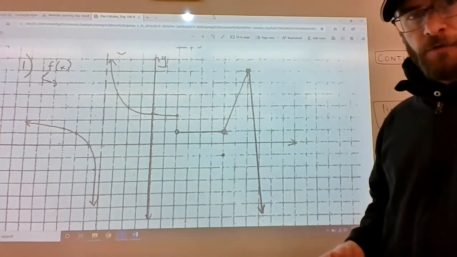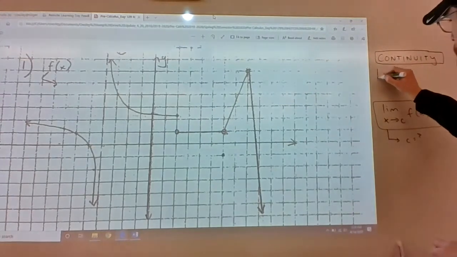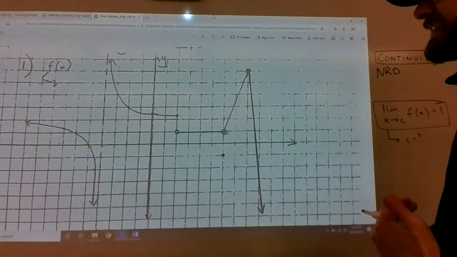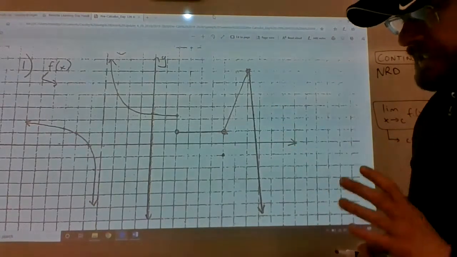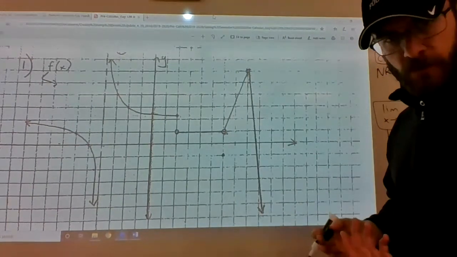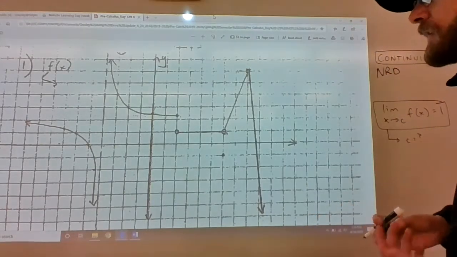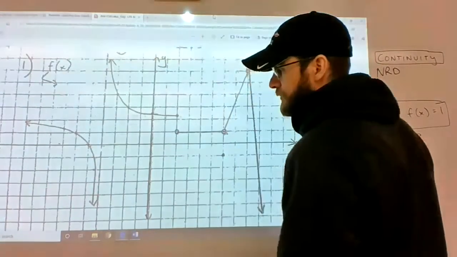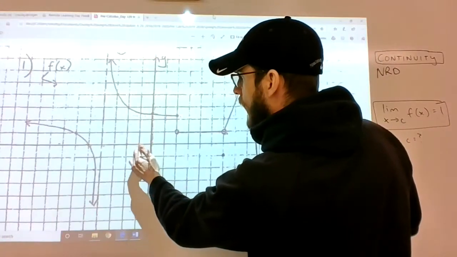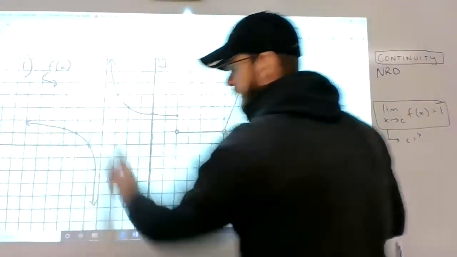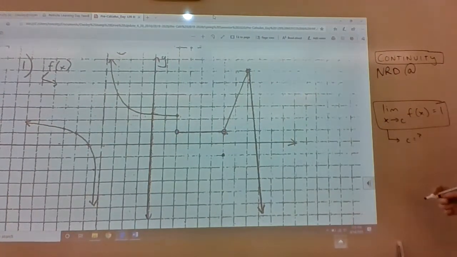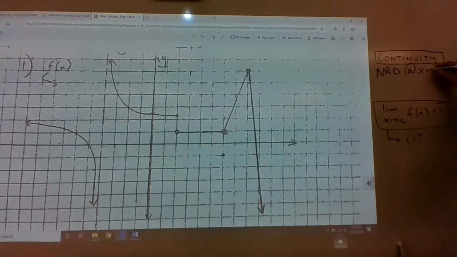So talking about the non-removable ones, this graph is non-removably discontinuous, this function right here, at all the places where the limit does not exist. So when you think about it, where you see an asymptote, that's a place where a limit does not exist. So right here, you can see we've got an asymptote. From the left, it's going to negative infinity. From the right, it's going to positive infinity. So at x equals negative 4, you've got a non-removable discontinuity. So we're going to say NRD, non-removably discontinuous at x equals negative 4.